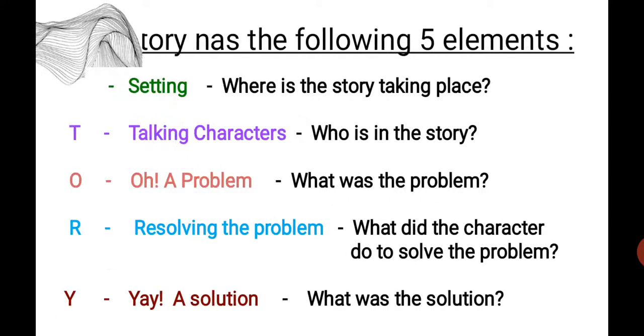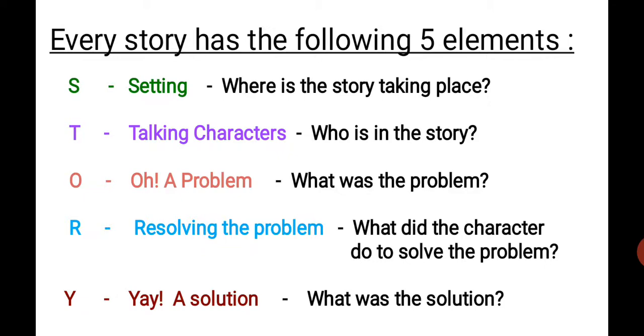So, what are story elements? How many elements does a story have? Let us read about it. Children, story elements are the important points of the story, and every story has the following 5 elements, which are setting, talking characters, problem, resolving the problem, and then a solution.